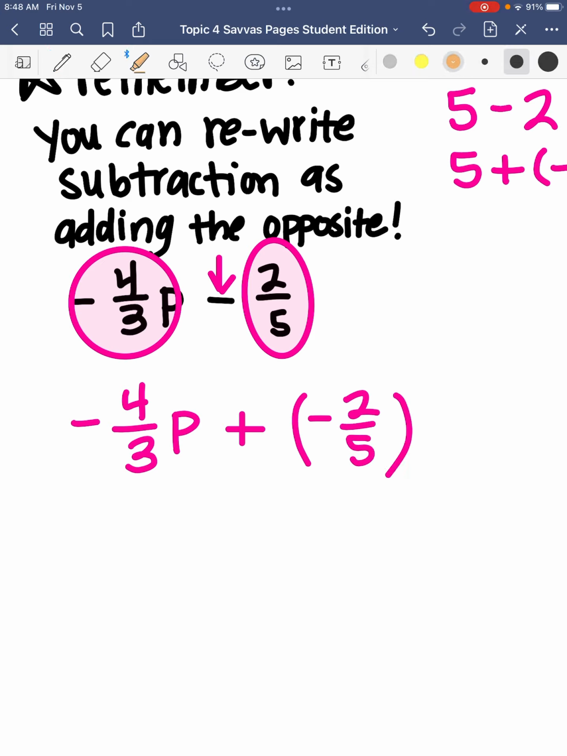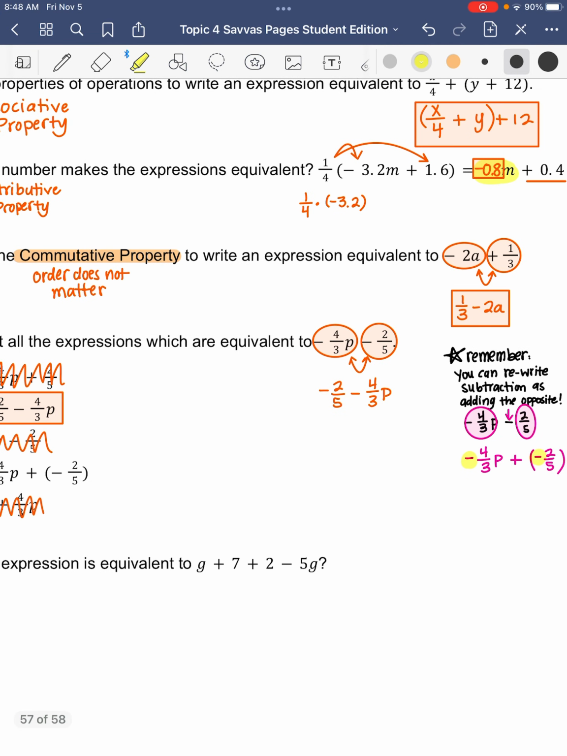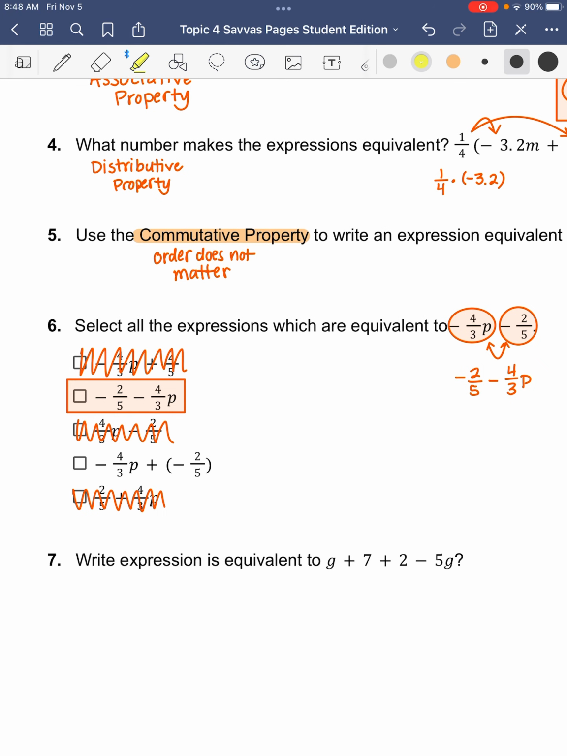So now I can see that I've made them both negative. Well, is that one of our options as well? So negative 4/3 p plus negative 2/5, that is one of our options. That's that fourth option. So that one works as well. Oops, let's make that a prettier box.